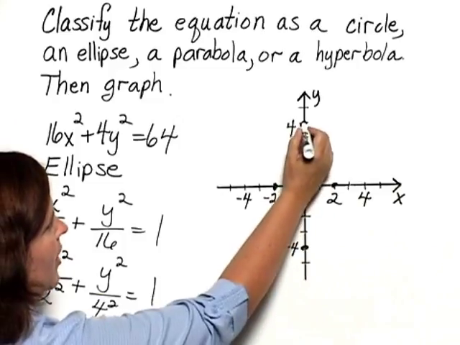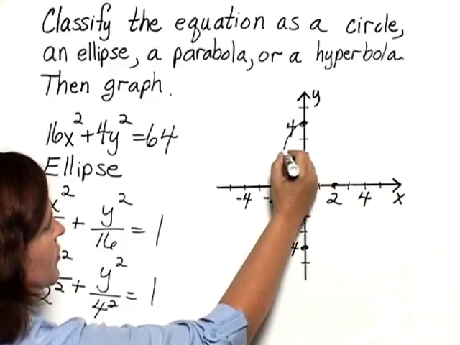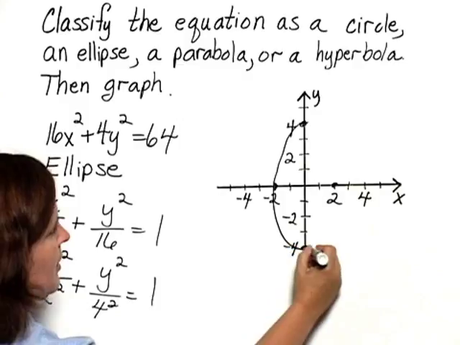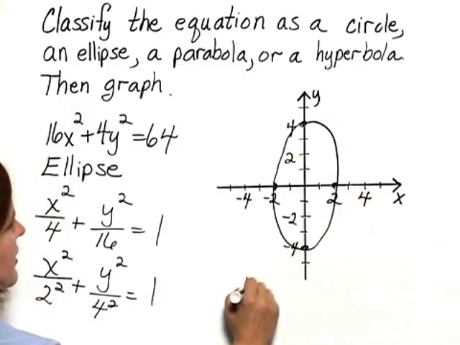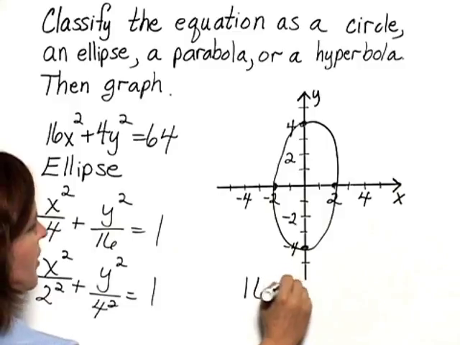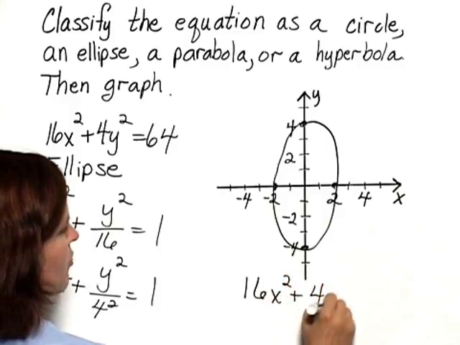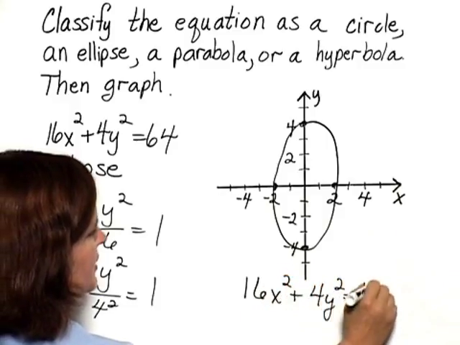And then I'm going to draw an ellipse through those points. And this is the graph of the ellipse 16x squared plus 4y squared equals 64.